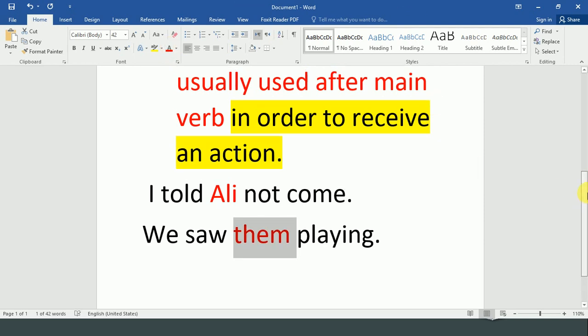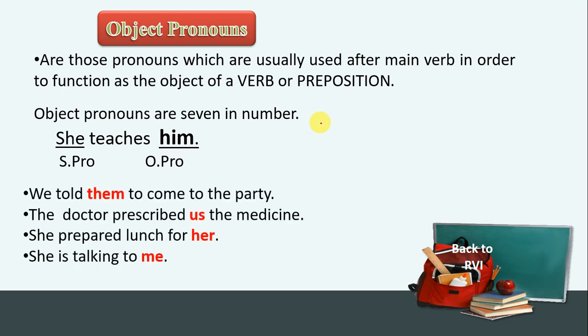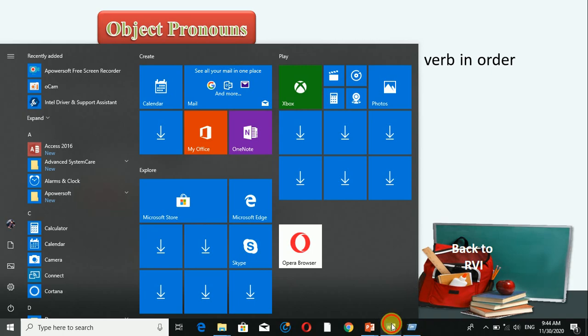The definition has been summarized, dear students. We say that object pronouns are those pronouns which are usually used after the main verb in order to function as the object of a verb or preposition. See, object pronouns are 7 in number. For example, "She teaches him." The object pronoun is "him." "We told him to come to the party." Study these examples yourselves, dear students. So how many object pronouns do we have? We have 7 object pronouns.